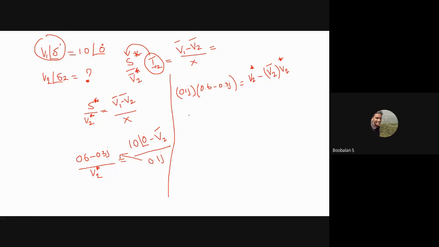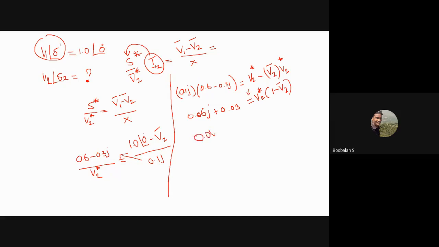Now I'm going to expand it here. 0.1 times 0.6 gives 0.06j, minus 0.1 times 0.3 j squared. Since j squared is minus 1, it becomes plus 0.03. And I have v2 complex conjugate, v2 star, times 1 minus v2 outside. The final value is 0.03.